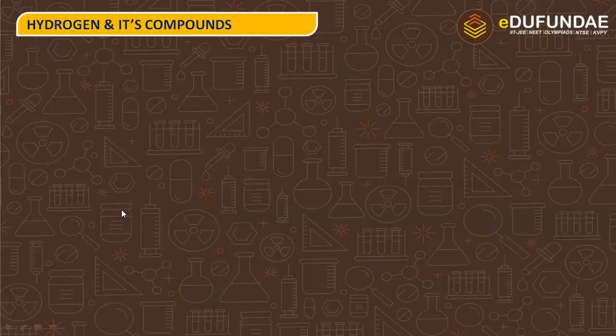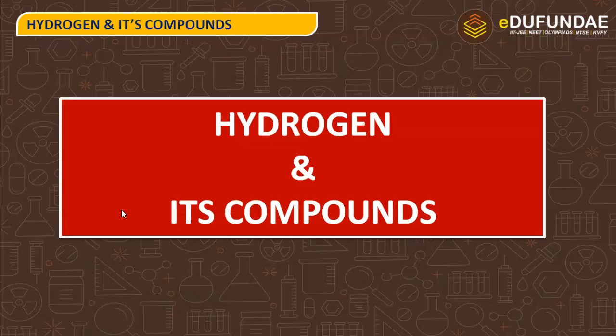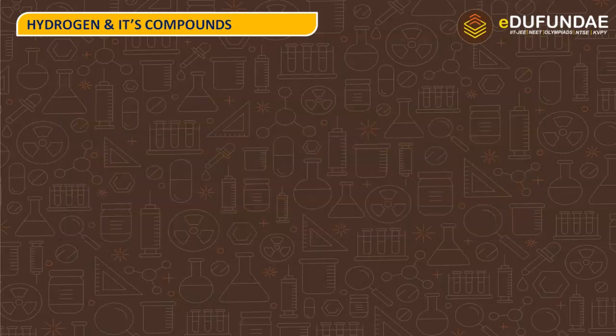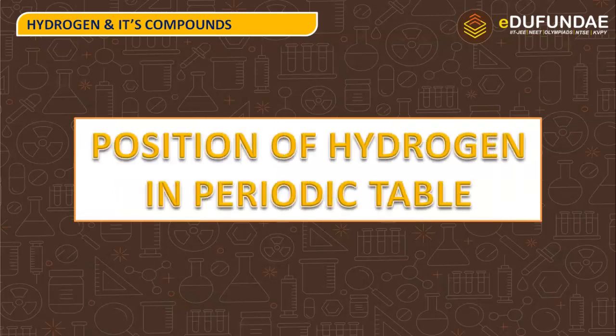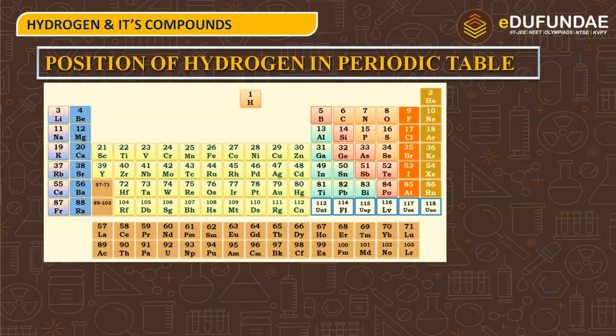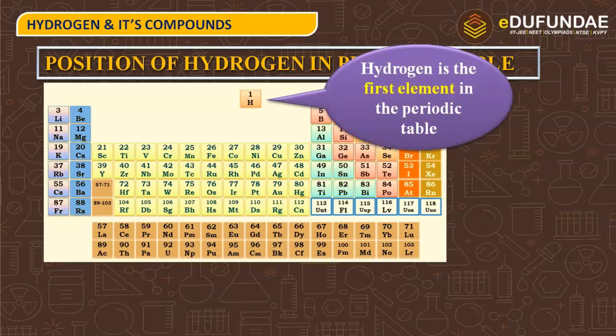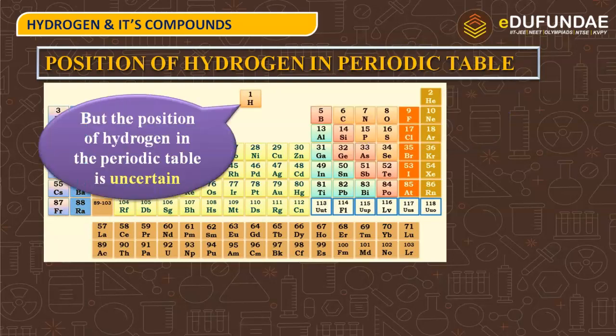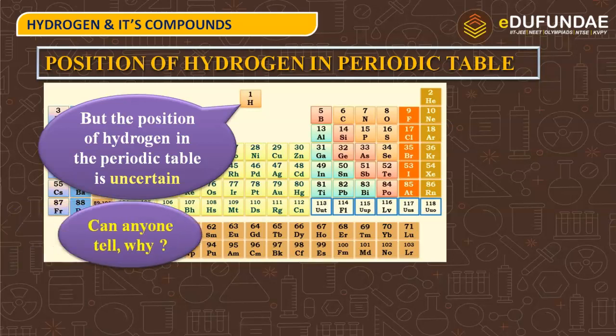I am your chemistry mentor for the topic hydrogen and its compounds, and today we will discuss the topic from this chapter, and the topic is position of hydrogen in periodic table. So let us see the position of hydrogen in periodic table. Here we are having the periodic table, and hydrogen, as you can see, is the first element in the periodic table. But जो हाइड्रोजन की पोजीशन है that is very uncertain in the periodic table.